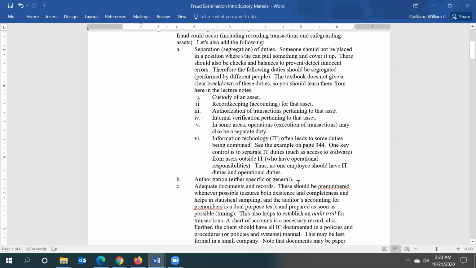Well then, as we look at B, here's something else we need. Authorization, either specific or general, or both for that matter. That means every transaction which takes place is authorized in some way. General authorization would be to authorize a general class of transactions, such as we accept MasterCard, Visa, American Express. And then specific authorization would be to get a credit approval number for an individual transaction.